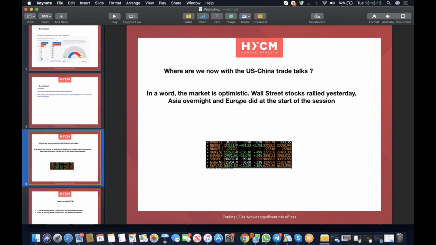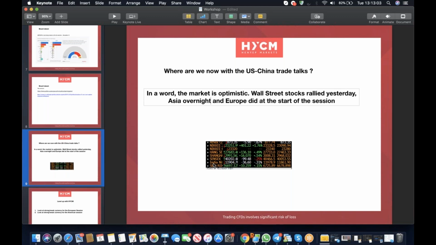So, as we came to my desk this morning, where are we now with US-China trade talks? Well, in a word, the market is optimistic. Wall Street stocks were rallying yesterday, Asian stocks were rallying overnight, and European stocks were rallying at the start of the session. So this is the Asian overnight stocks. We had the Nikkei up 1.76%. Now the Nikkei, the Japanese index, was closed yesterday, so some of those gains were on further risk-on gains from yesterday as well as today. So that's where we saw a bumper recovery for the Nikkei. The Hang Seng was up just under 0.5%, the Shanghai Composite up just over 0.5%, and the ASX Australia 200 was up 0.15%.